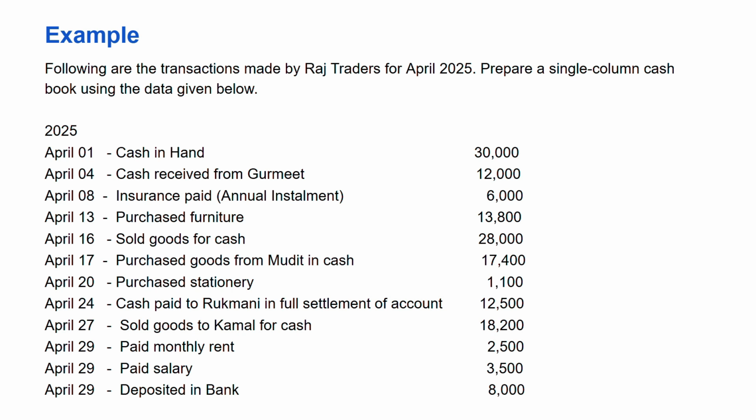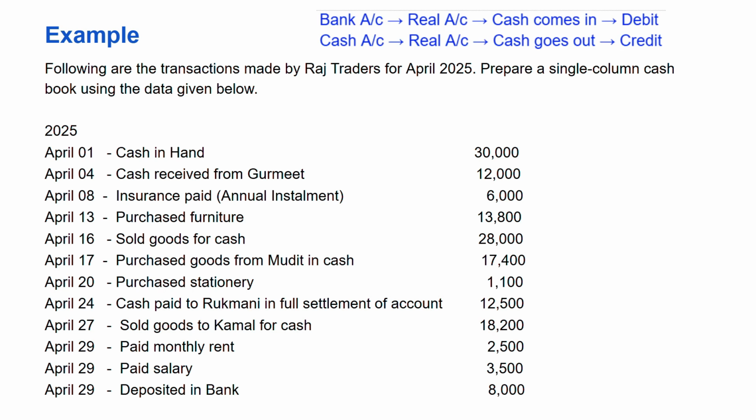Next. April 29, deposited in bank 8,000. Here the two accounts affected are bank account and cash account. Bank account is real account and for bank cash comes in the business. So debit what comes in. And cash account is also real account and cash goes out of the business. So credit what goes out.